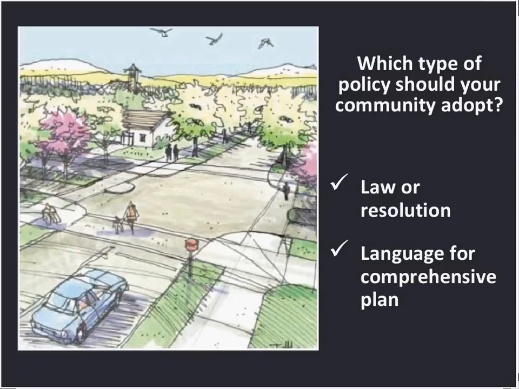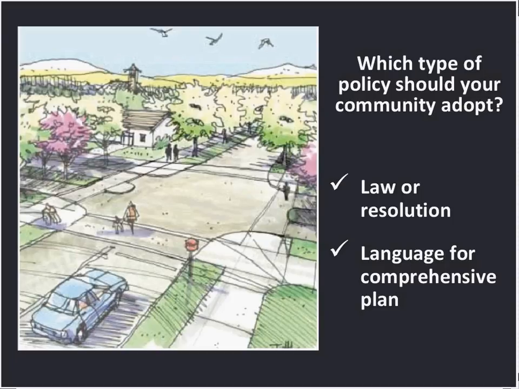What type of policy should your community adopt? Whether you want to adopt a law or a resolution, that determination is going to depend upon how committed your community is to the issue and what kind of political power you have. So adopting a law is generally a stronger approach. It's going to ensure that you get more thorough implementation of the policy in question, and it's potentially going to be a little bit harder to do. A resolution is more of an aspirational kind of document, and it's quite possible that you can get your local council people or other policymakers to adopt a resolution more easily than to adopt a law.